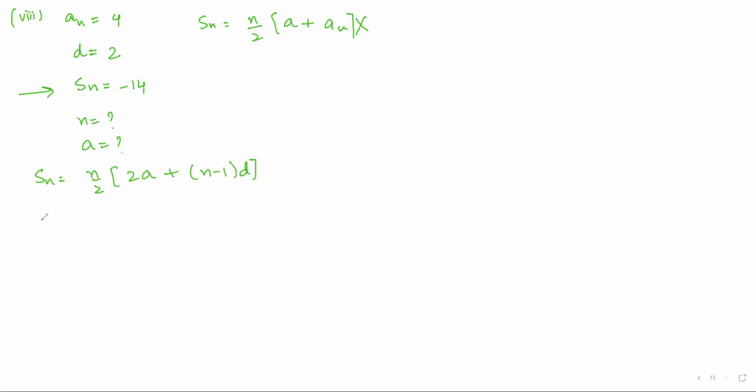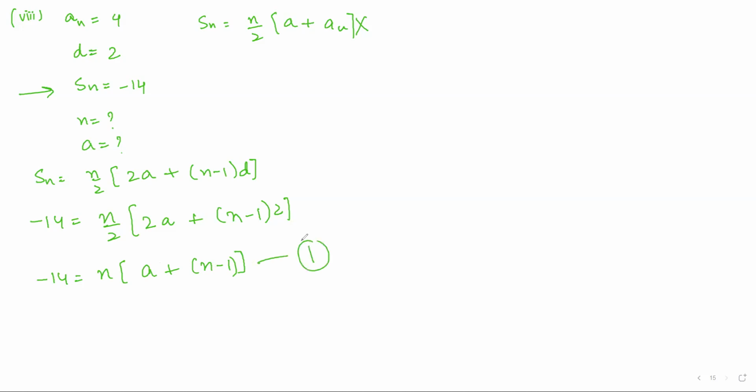So Sn is given, that is minus 14, and 2 into a I also don't know, plus n minus 1 into d, where d is given, that is 2, right? So I can take 2 common from the bracket. So it will be minus 14 is equal to n into a plus n minus 1. Is that okay? You leave it here because there are two variables, a and n. I don't know them, so I do something else.